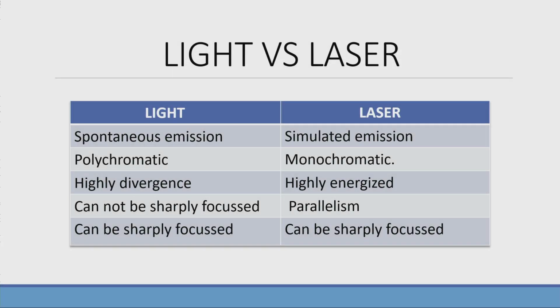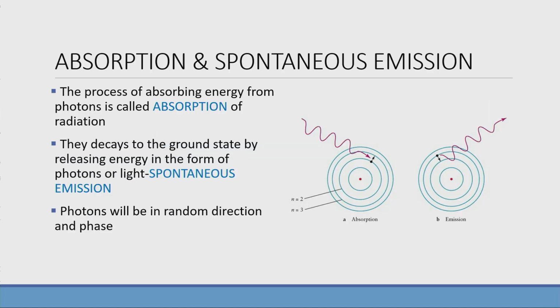This is the difference between light and laser. Light is polychromatic and it has high divergence. Coming to the production of laser, we need to understand what is absorption and what is spontaneous emission.